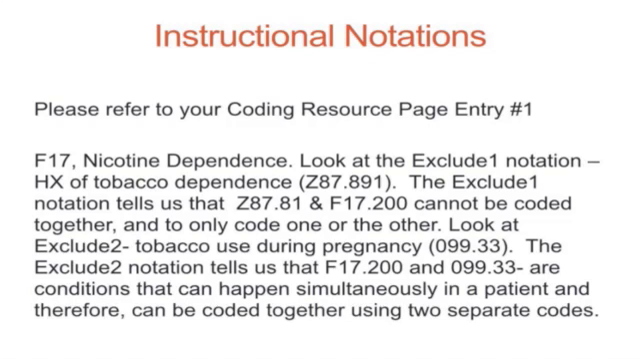Look at Excludes 2, tobacco use during pregnancy, O99.33. The Excludes 2 notation tells us that F17.200 and O99.33 are conditions that can happen simultaneously in a patient and therefore can be coded together using two separate codes.